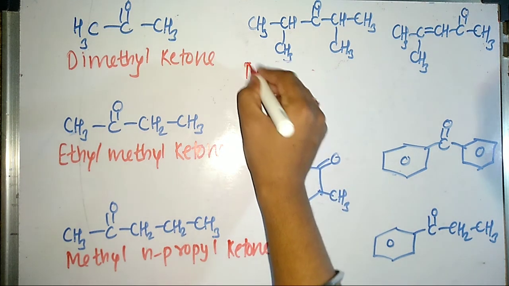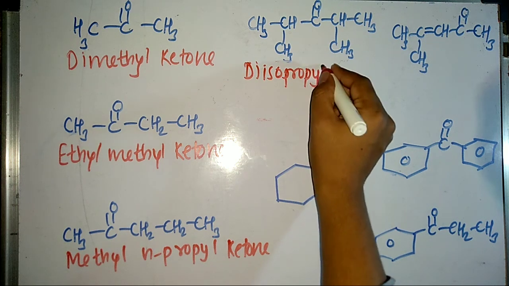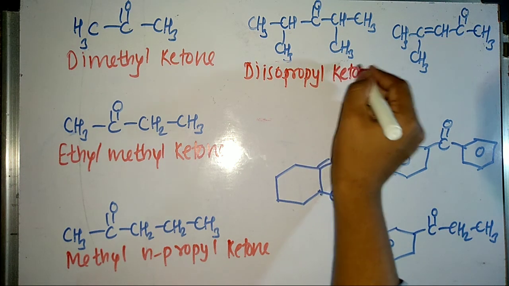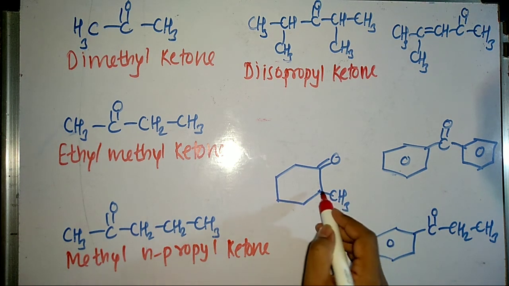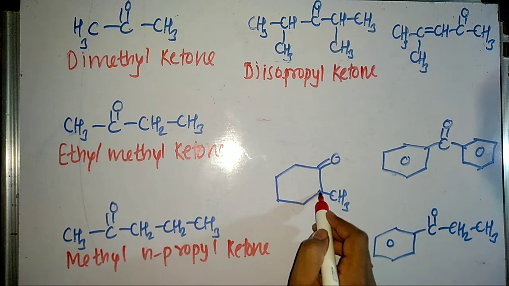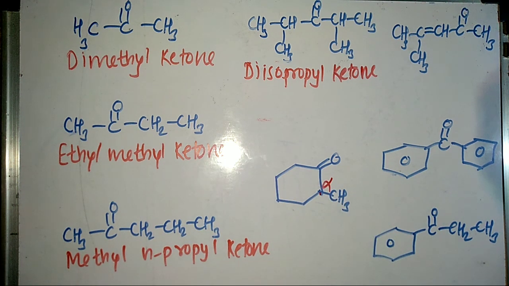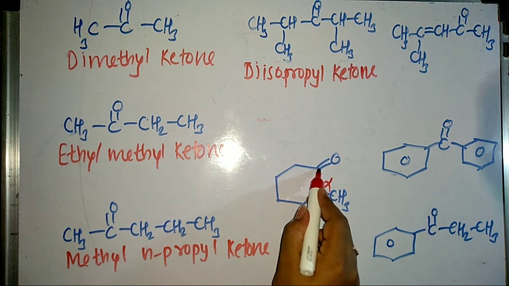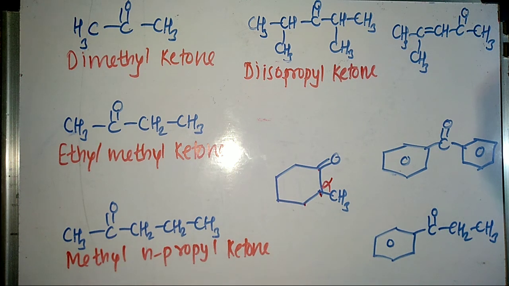Similarly, these two are isopropyl groups. Again, it is a symmetrical or simple ketone. So I will call it diisopropyl ketone. Now the next ketone. Remember, the carbon atom next to the carbonyl carbon in common names is called alpha. The carbon atom of the functional group next to that, whatever carbon atoms we are having, is called alpha. Next beta, gamma and so on.